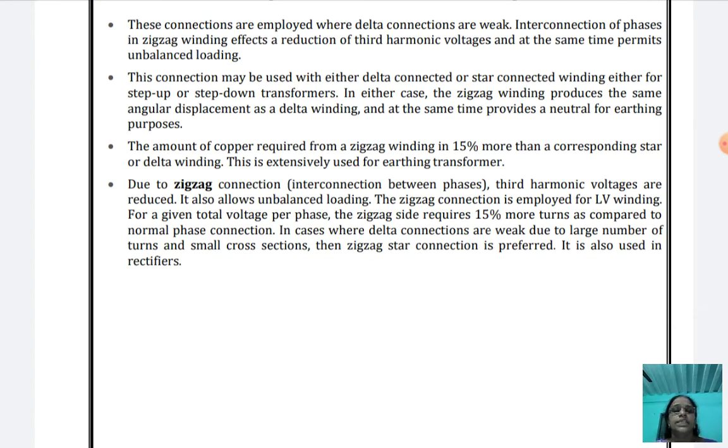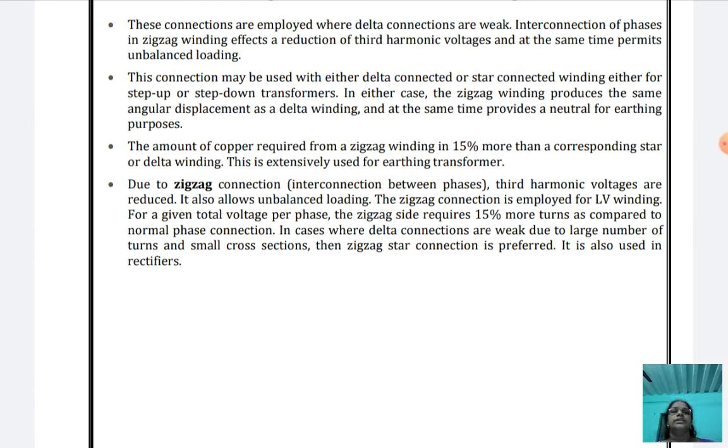Due to the zigzag connection, that is the interconnection between the phases, the third harmonics are reduced compared to star-delta. Another thing is that the amount of copper required for zigzag is 50% more than the corresponding star or delta. Therefore this type of connection is used for an earthing transformer also. The zigzag winding produces the same angular displacement as a delta winding, and at the same time it provides a neutral for earthing purposes.